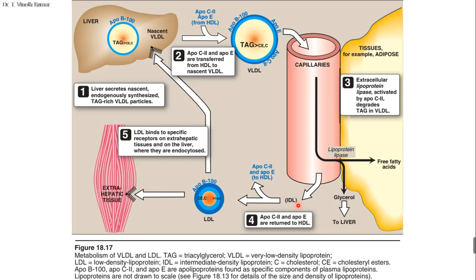Next we can go to the life cycle, that is the metabolism of VLDL and LDL. So here you can see, this is a nascent VLDL. Nascent VLDL is the pre-form of VLDL within the liver. And now this ApoC2 and ApoE from HDL is going to bind again. So you can see here this nascent VLDL already has ApoB100. So don't confuse with chylomicron.